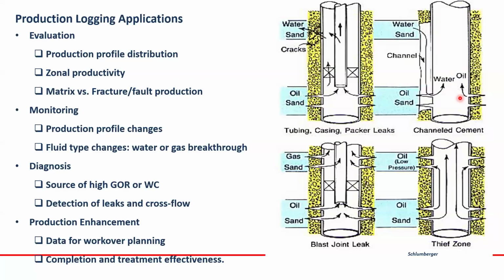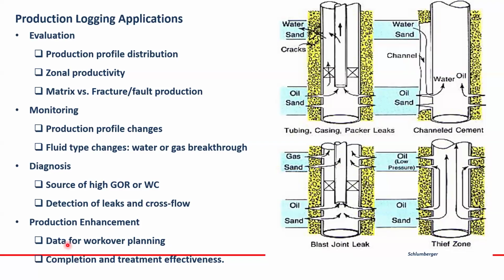So these types of channels and cracks should be investigated. Okay, packer leak, channel in the cement itself. And also a joint leak here, as you see, this joint may leak like this one. Also thief zone, when you have a high pressure zone versus a low pressure zone, so the oil may go from this one to this one. It's called a thief zone.